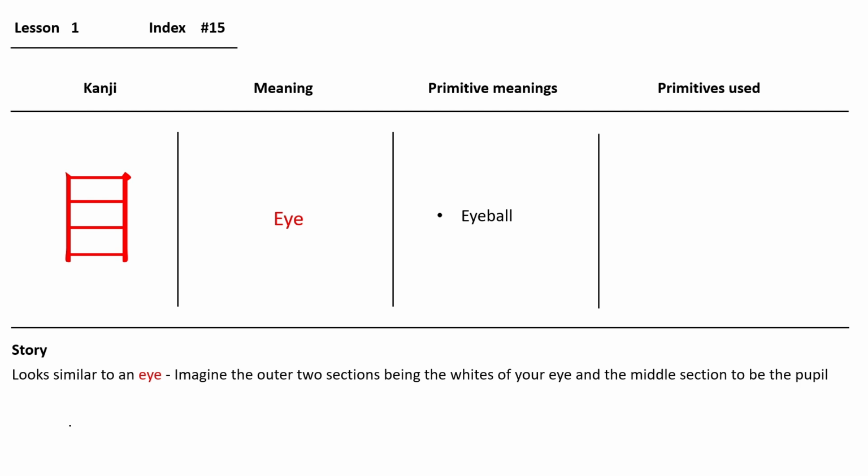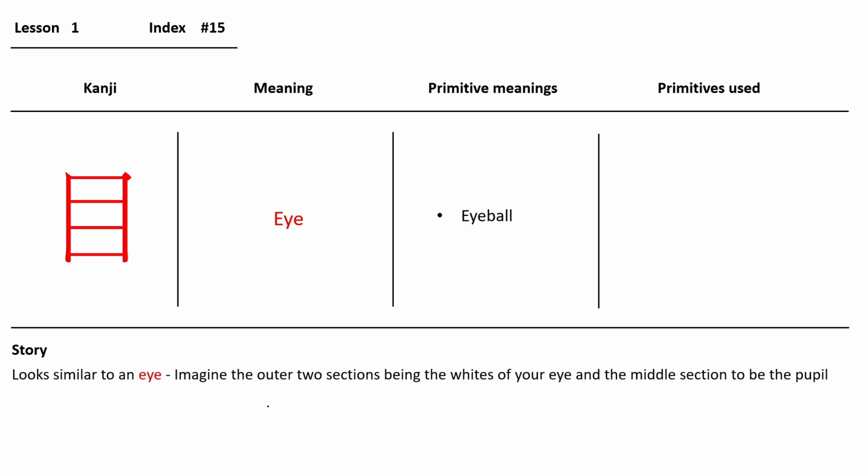We will simply look at this character. We will try to remember it as a pictogram. So if you look at it, it kind of looks similar to an eye. You can imagine that there are two sections, two outer sections, which are the whites of the eye. So this is the white of the eye, this is the white of an eye, and the middle section to be the pupil.